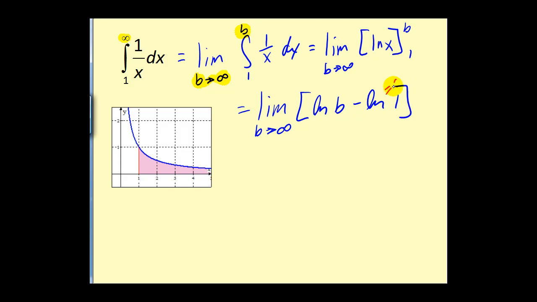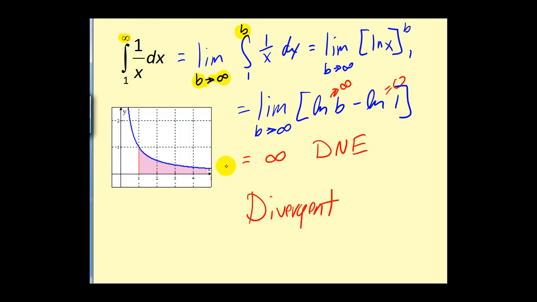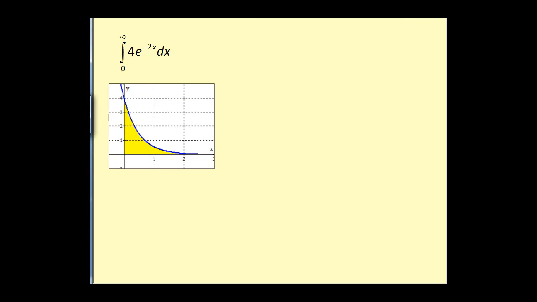Well, natural log 1 is equal to 0, but natural log b is an increasing function. Therefore, this approaches positive infinity, which means this limit does not exist, which means this improper integral is divergent. So even though the function is decreasing, that does not mean that we can always find the area over an unbounded region. Let's take a look at one more.